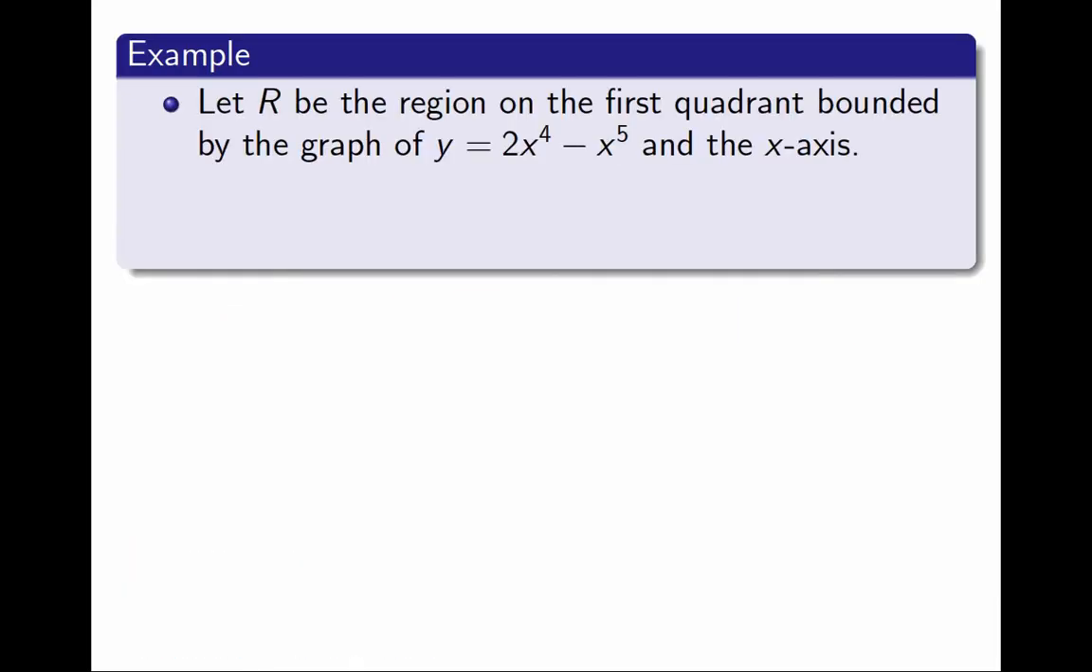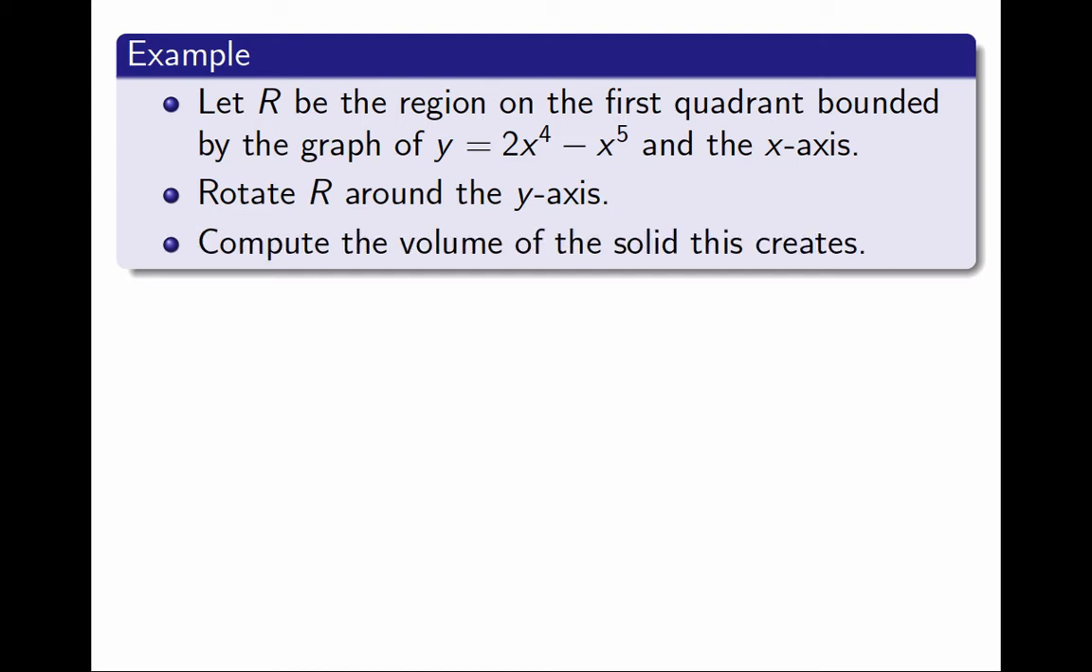Here's the example. I will look at the region in the first quadrant between the graph of y equals 2x to the 4th minus x to the 5 and the x-axis. I will rotate that region around the y-axis. This creates a solid of revolution and I want to compute its volume. I invite you to pause the video, draw a picture, and try to visualize what this solid looks like. Once you think you understand what it looks like, once you have a clear picture, continue watching.